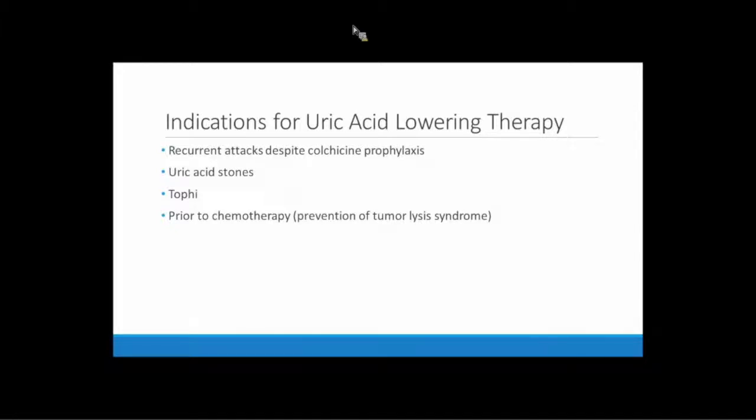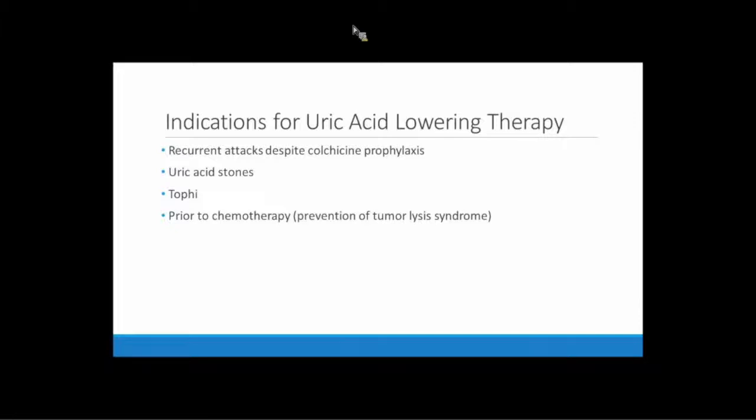The second indication is uric acid stone. If you don't ask, have you ever had a kidney stone, as part of your history taking, you don't get to that indication because the patient isn't going to make the connection. If the answer is yes, they go right into a uric acid lowering strategy. Okay, and then tophaceous gout. If you don't examine the patient for tophi, or you don't take an X-ray of the feet to differentiate a tophus from a bunion, you don't get to that indication.